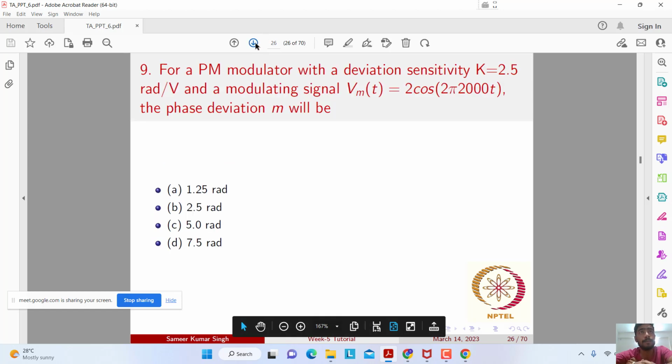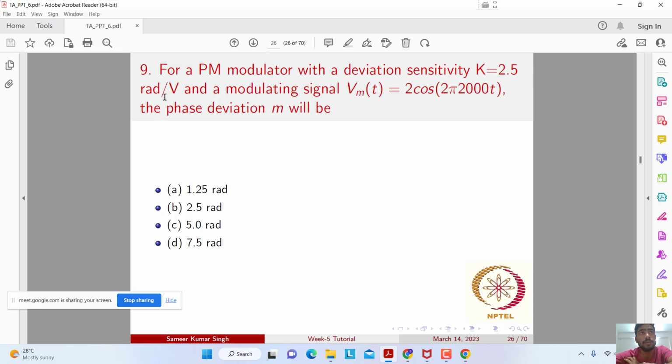Question number nine. Nine is for a PM. They are talking about phase modulation: for a PM modulator with a deviation sensitivity k equal to 2.5 radian per volt and a modulating signal Vm(t), the phase deviation will be. In the previous question we were talking about the frequency deviation delta f. There you have to calculate the phase deviation. We have a deviation sensitivity, you can say kp or k, that is 2.5, and we have a signal.